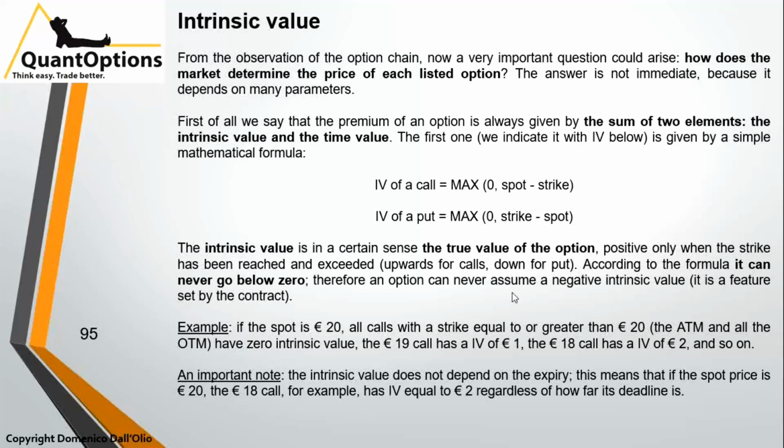Therefore, an option can never assume a negative intrinsic value. It's a feature set by the contract, as we have already said a few lessons ago. Example, if the spot is 20 euros, all the calls with a strike equal to or greater than 20, at the money or out of the money, have 0 intrinsic value. The 19 call has an intrinsic value of 1, the 18 call has an intrinsic value of 2, and so on.